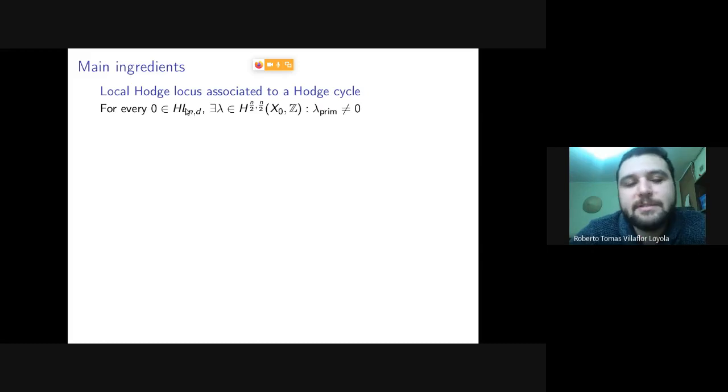I mean, well, that's not even any hypersurface. So take any point in the Hodge locus. Since it is in the Hodge locus, we know that it has a non-trivial Hodge class, which we will denote lambda, which has non-zero primitive part.